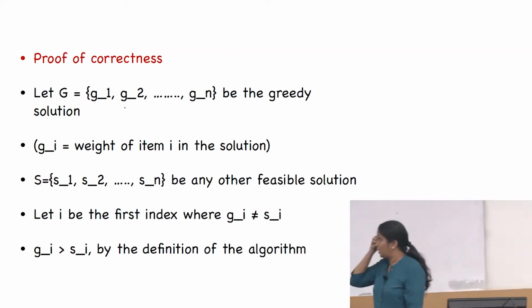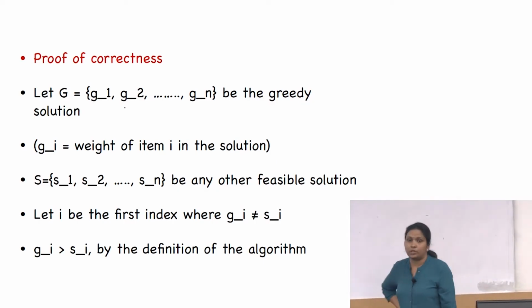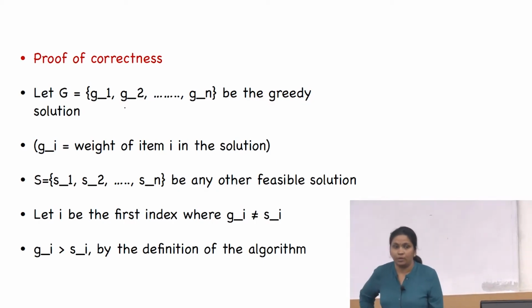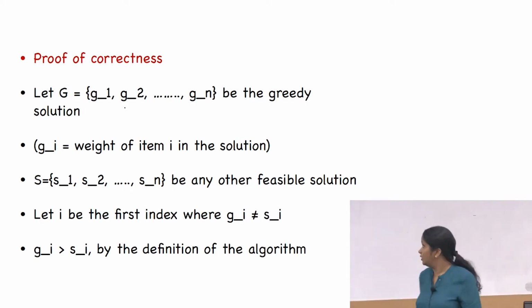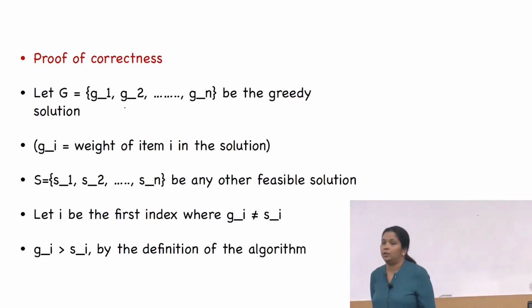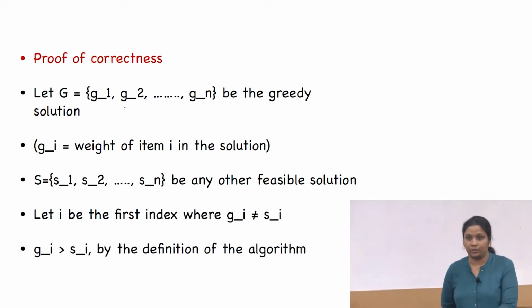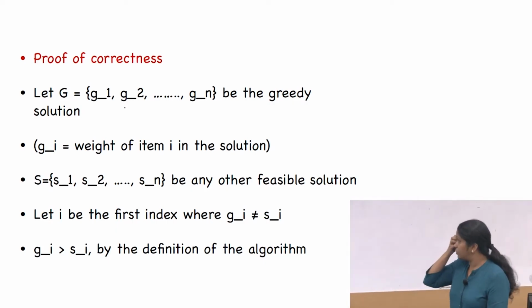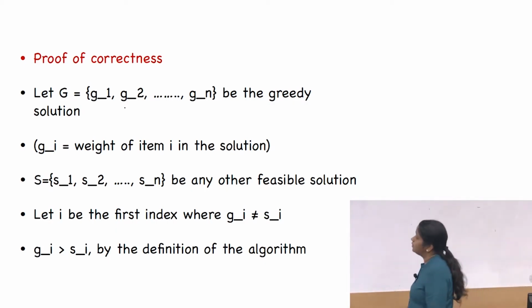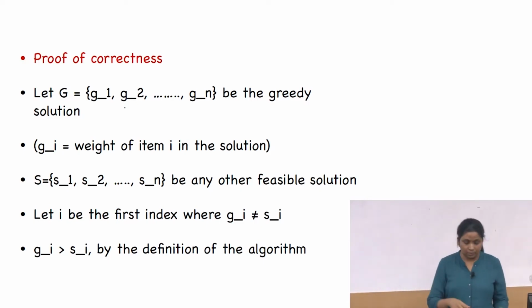So consider the greedy solution. We are using the same technique as before. Here G1 means the weight of item 1. Item 1 is the item with the largest PI. This is sorted by PI. So G1 is the weight taken by the greedy solution of item 1, and so on.